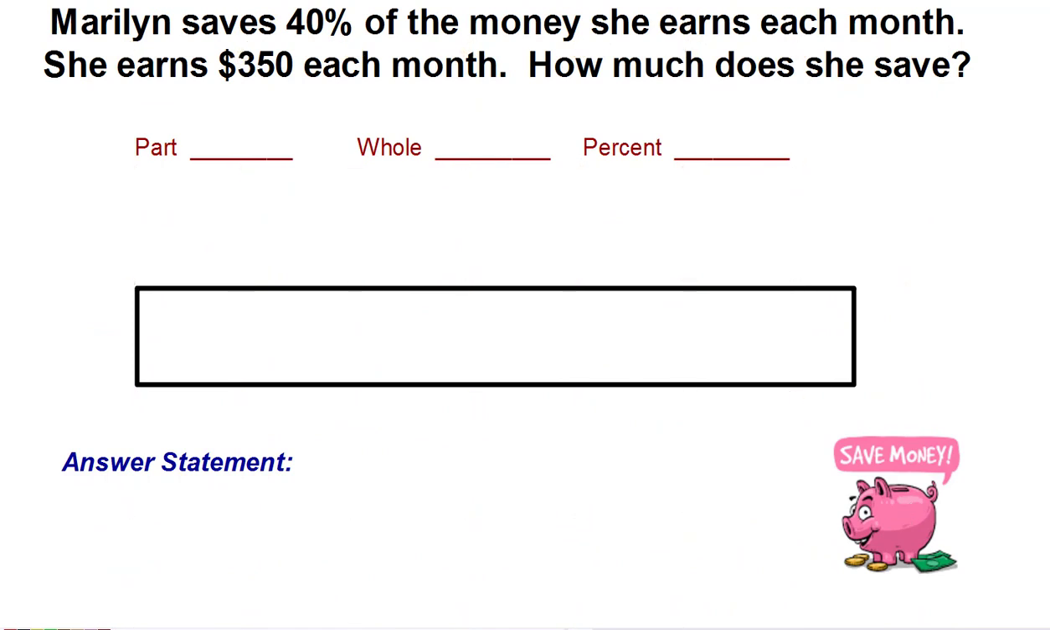Marilyn saves 40% of the money she earns each month. She earns $350 each month. How much does she save?